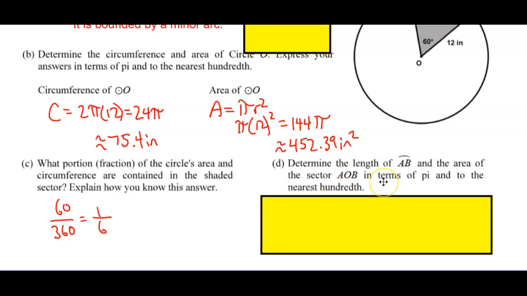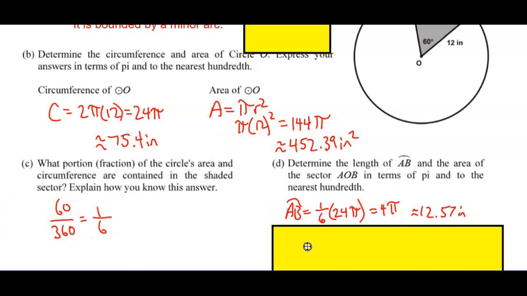So determine the length of arc AB and the area of sector AOB in terms of pi and to the nearest hundredth. Well, the length of an arc is related to the circumference. So if the whole circumference was 24 pi, and now I'm looking at 1/6 of the circle, I can calculate that just by doing 1/6 times 24 pi. That gives me a total of 4 pi, which would equate to about 12.57.